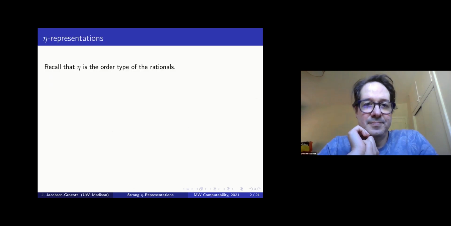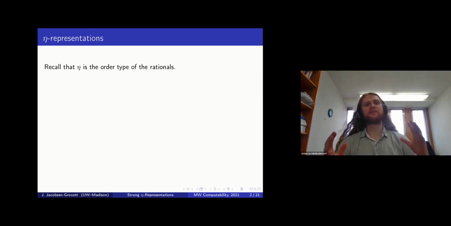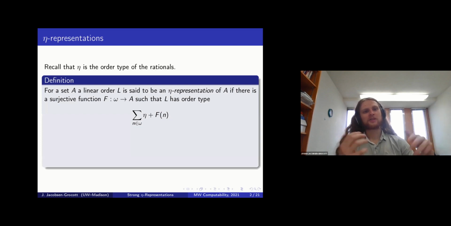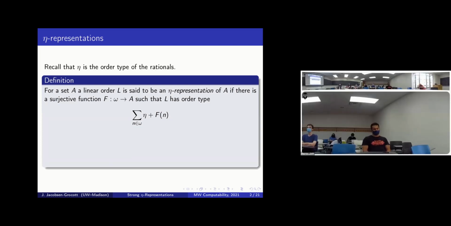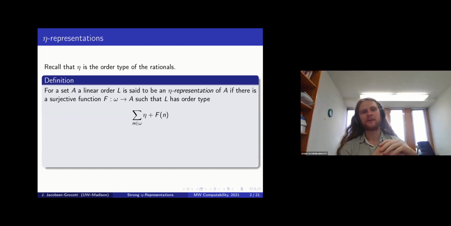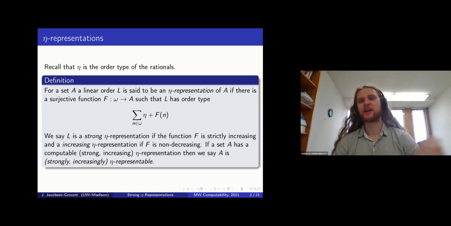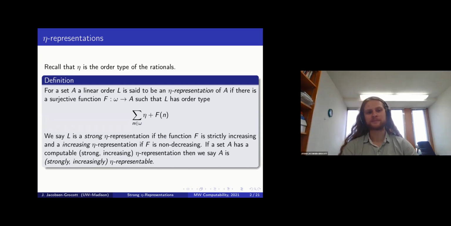Okay, so the definition of an eta representation first. Recall that eta is the order type of the rationals. For a set A, the linear order L is said to be an eta representation of A if there is a surjective function f from omega to A such that L has the order type eta plus the sum of f(n) over all n. Basically each f(n) is a block of size f(n), and between these blocks we have this dense eta part that distinguishes how we tell them apart.